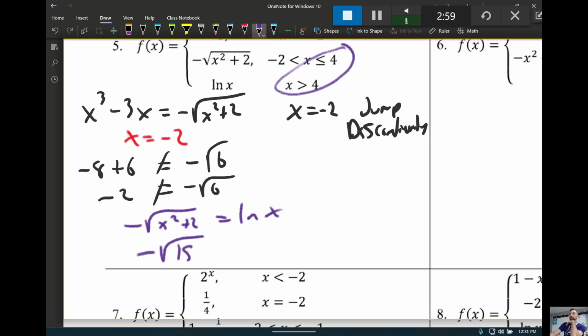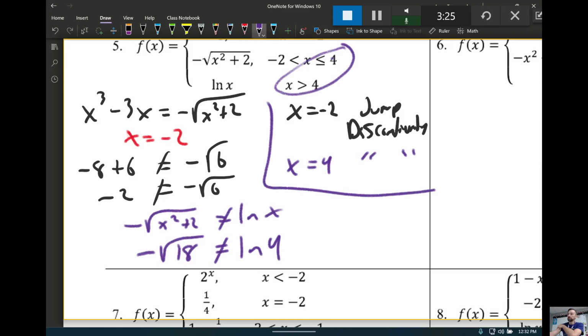16 minus the square root of 18. Is that the same thing as the natural log of 4? No, very different. Those are not equal. So if it's going from negative square root of 18 before x equals 4, and natural log of 4 after x equals 4, it looks like it's jumping again. I would say at x equals 4, there's another jump discontinuity. So individually, all four of those pieces are continuous, but when they were handing off at x equals 2 and at x equals 4, they were breaking the definition of continuity. Both of those would be jumps, because they're going from one value to another value at an instant. This doesn't make sense.